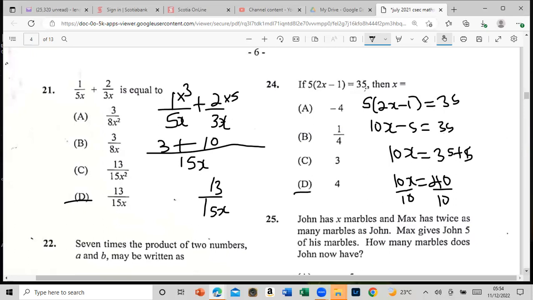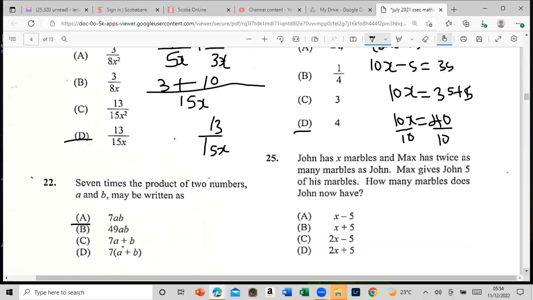Number 25. John has x marbles and Max has y marbles. Max gives John 5 of his marbles. How many marbles does John have? It says John had x marbles. Max gives John 5, so that's x plus 5. This is pretty straightforward. Let's move on to 26.